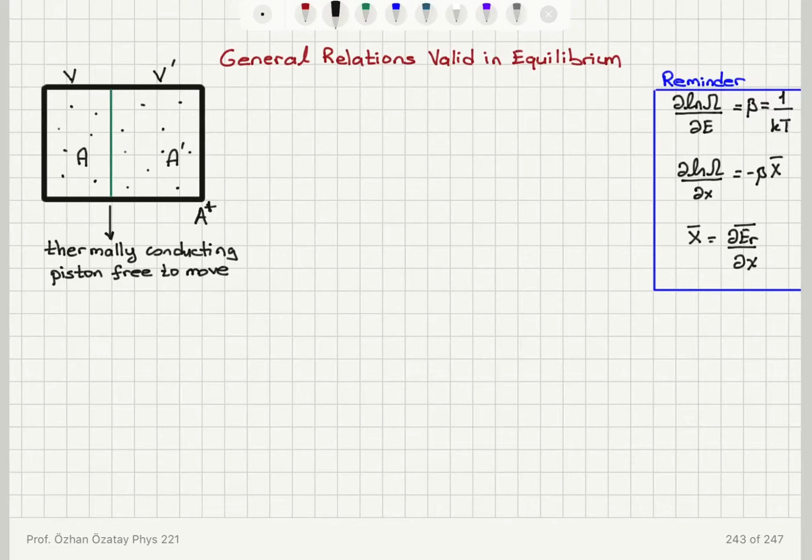Now we're going to talk about general relations that are valid in equilibrium. And here I have a small box that's a reminder. We have two important results. The derivative of the natural logarithm of the number of accessible states with respect to energy is beta, and with respect to an external parameter x is minus beta X bar, where capital X bar is the mean value of the change or shift in energy levels with changes in the external parameter x.